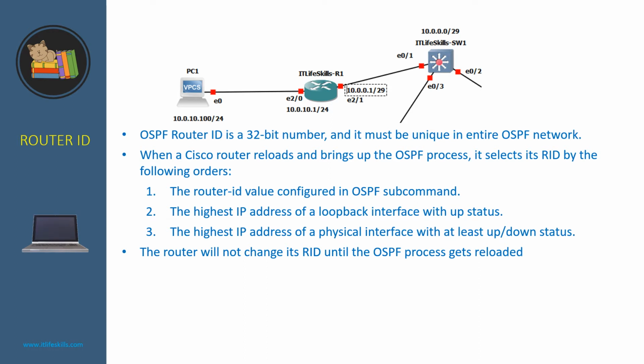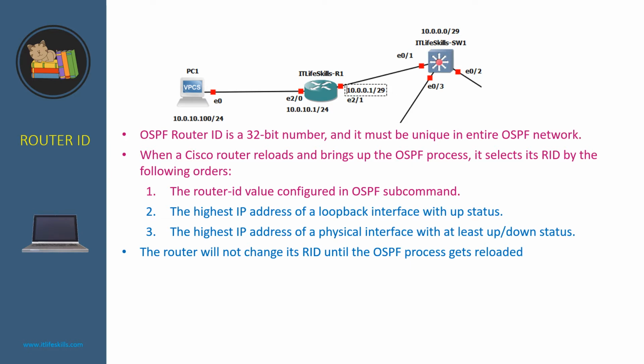So how does an OSPF router pick its own router ID? As you may know, OSPF router ID is a 32-bit number and it must be unique in the entire OSPF network. When a Cisco router reloads and brings up the OSPF process, it selects its router ID in the following order. First, it will pick up the router ID value configured in the OSPF subcommand.